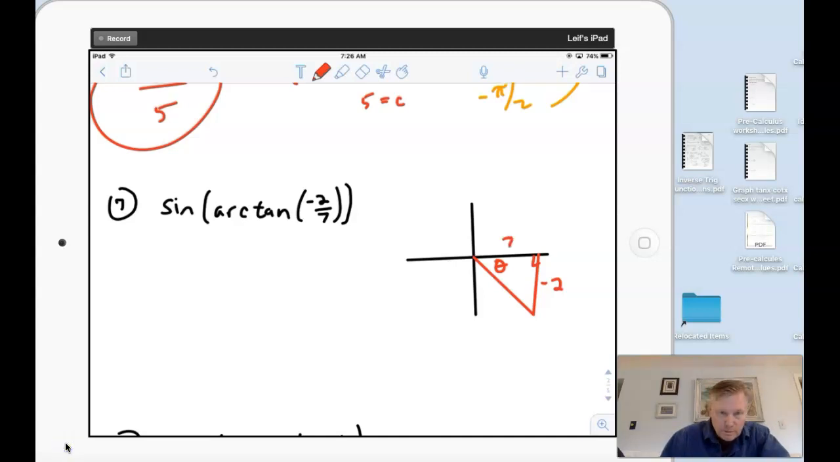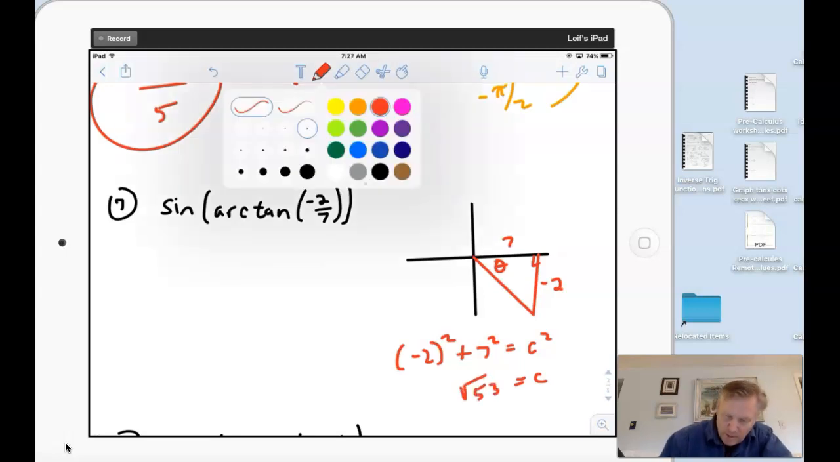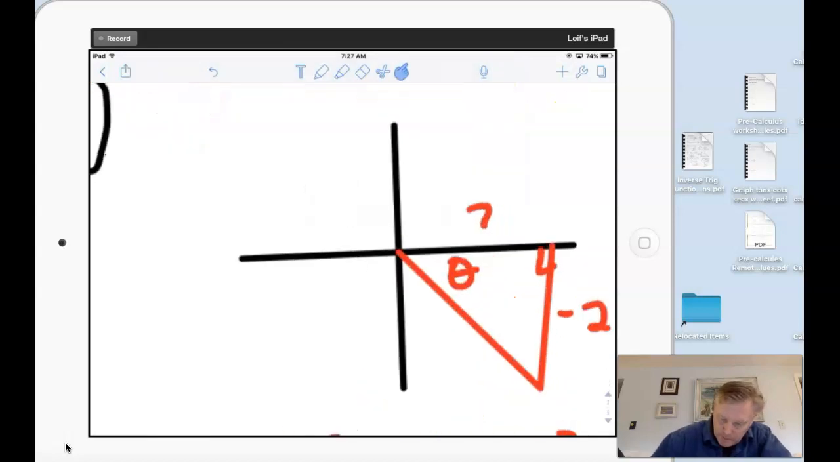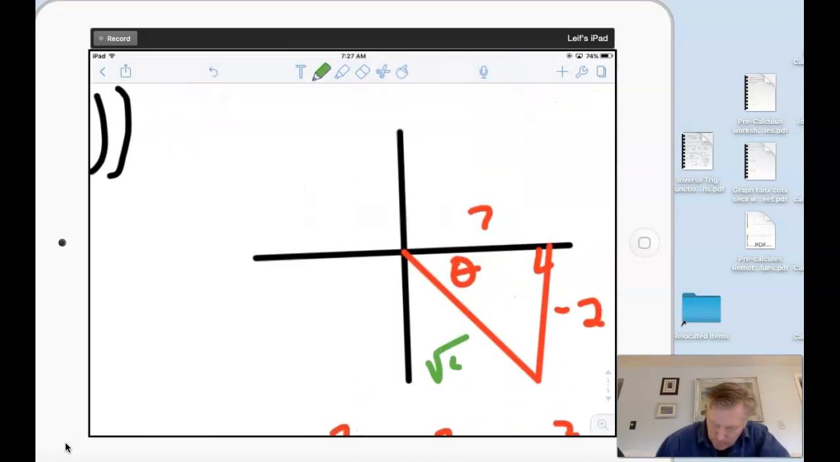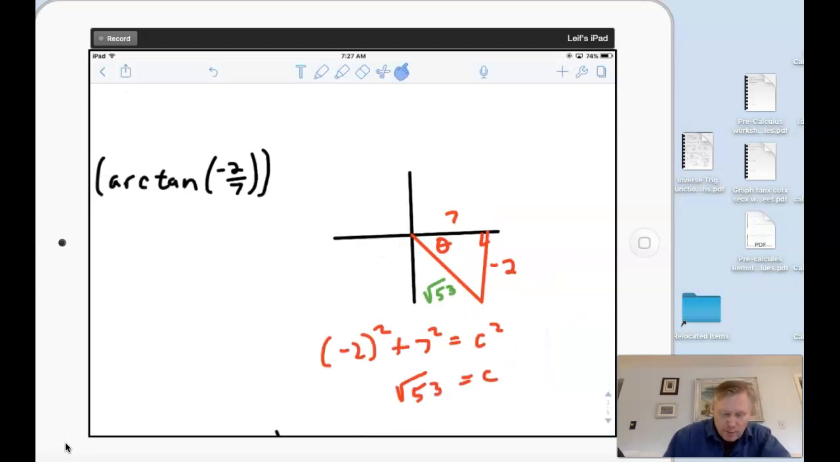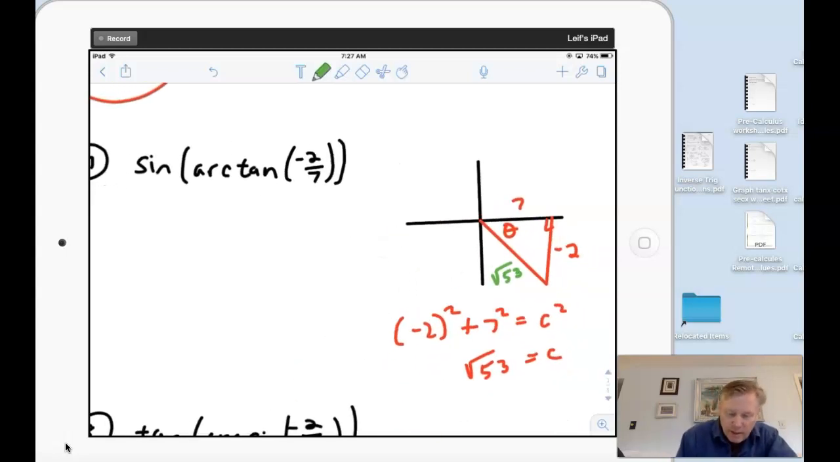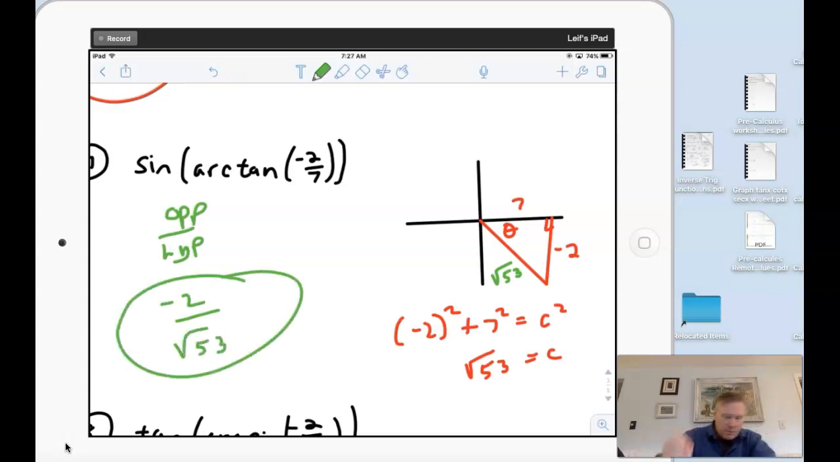So when I do the Pythagorean theorem, -2 squared plus 7 squared equals c squared. And if I solve that out, you will get the square root of 53. So that's my third side, the hypotenuse. And then the last thing I'm looking at is what is the sine? The sine will be the opposite over the hypotenuse. Opposite is -2. Hypotenuse is the square root of 53, and that is going to be my answer.